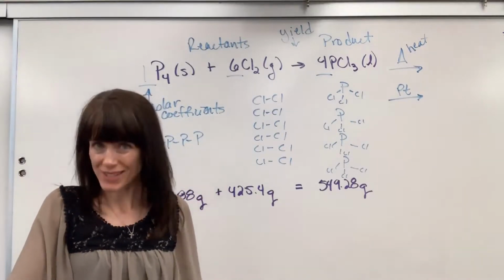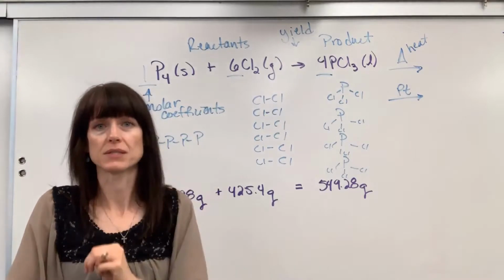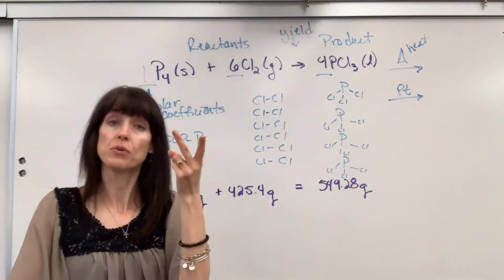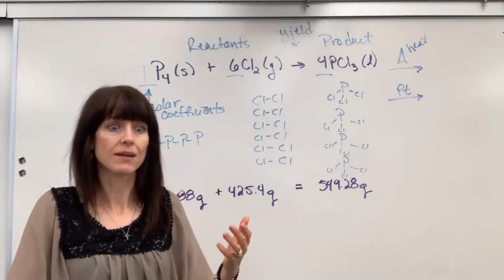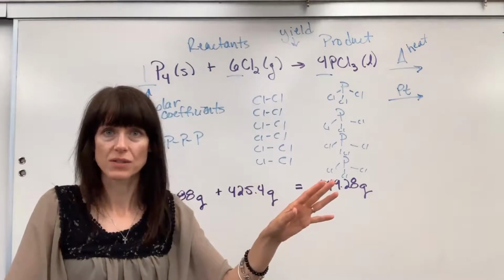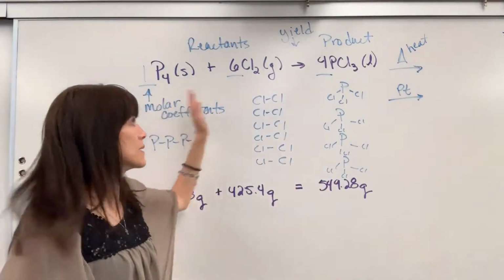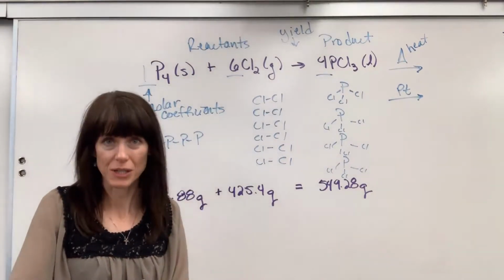Let's say that we're going to make s'mores. You need 2 graham crackers, 1 marshmallow, and 3 pieces of chocolate. Well, if you and a friend are going to make 2 s'mores, you now need 4 crackers, 2 marshmallows, 6 chocolates. It's a ratio. Same thing here. Everything in a chemical equation is a ratio.